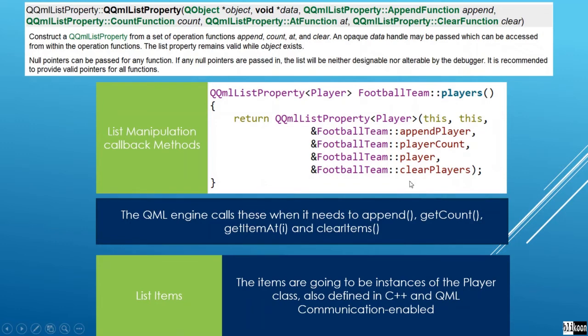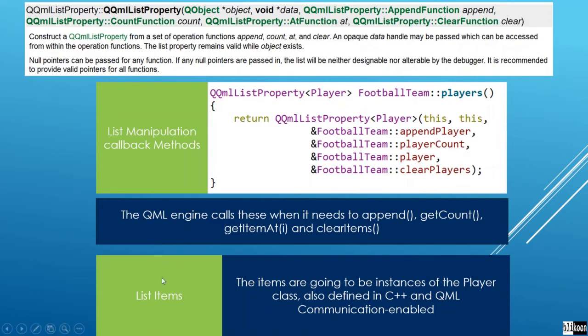And again, we make it clear that the QML engine calls these methods when it needs to manipulate the data that we have in C++. And you see that the first method is going to be a method to append. The second method is going to get the count of the items. This is going to be the number of the players that we have in the team. The third method is a getter to get a player at a particular index. And the last method, you use it to clear the data in your C++ class.